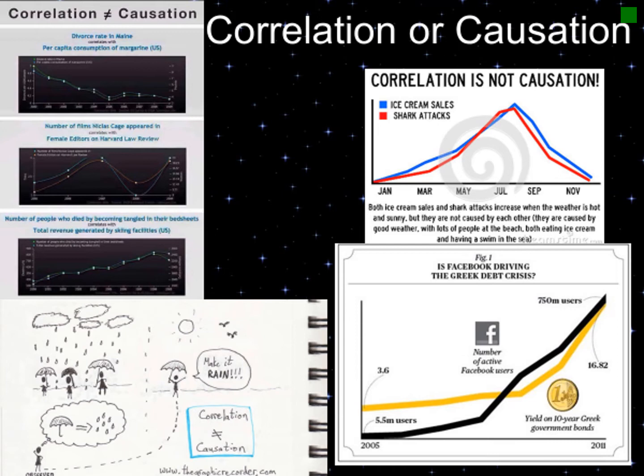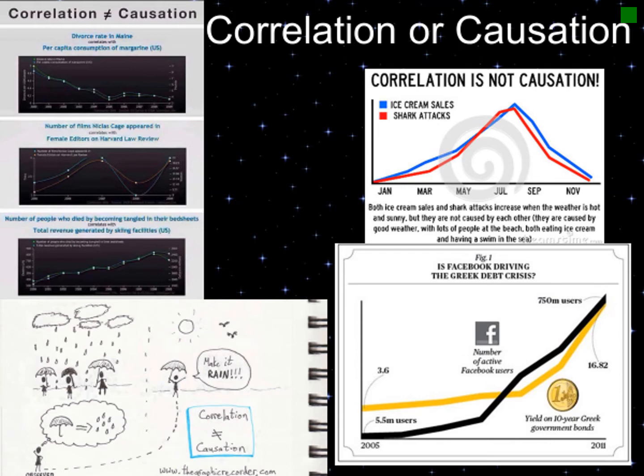There's a couple here that are small, that's hard to see. One is the divorce rate in Maine, the top one here, versus consumption of margarine. So if you eat more or less margarine, is that going to cause you to get divorced? Of course not, there's just a correlation there. The next one is Nicolas Cage movies. If you know him, he's an actor, and female editors of the Harvard Law Review. Whenever Nicolas Cage has a movie, there tends to be a female leader in the Harvard Law.